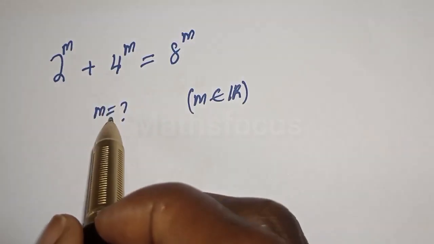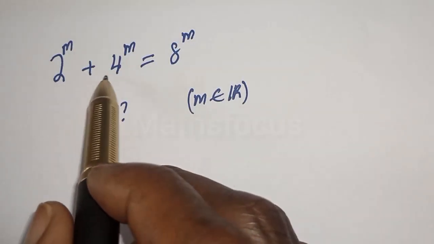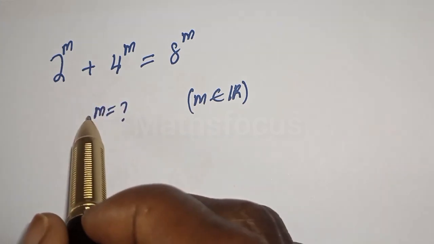Hello, I want to find the value of m from this given nice Olympiad exponential equation.